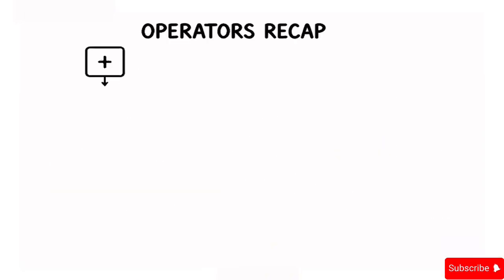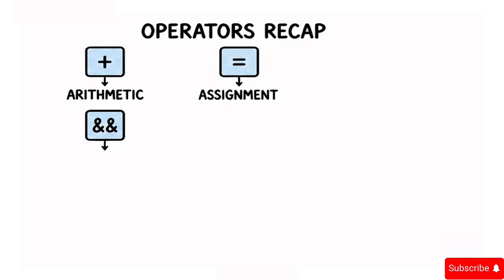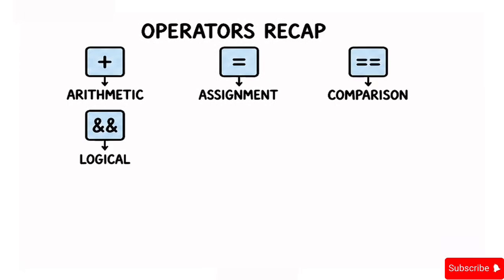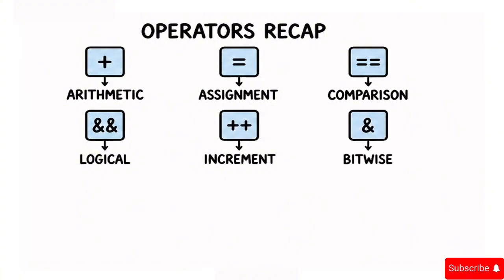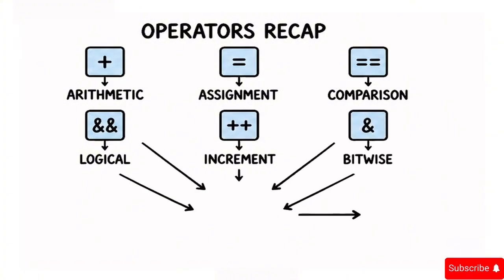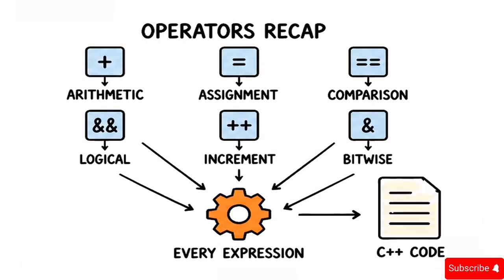To recap, operators are the verbs of C++. Arithmetic does math. Assignment stores values. Comparison asks questions. Logical combines truth. Increment counts. Bitwise edits bits. Together, these operators build every expression you write.